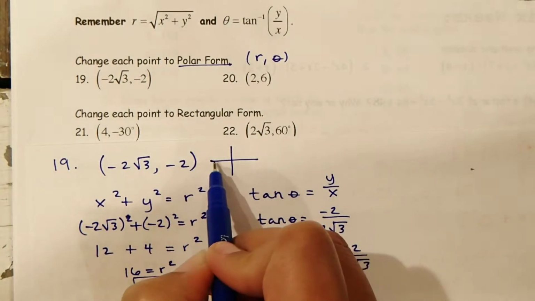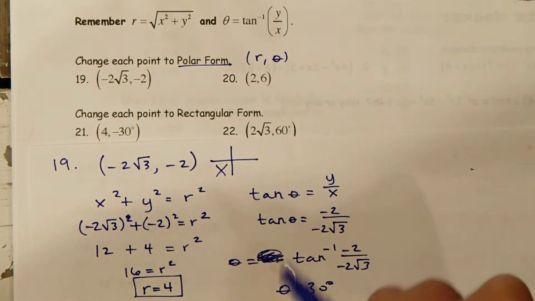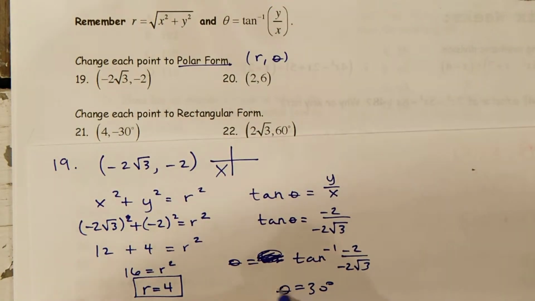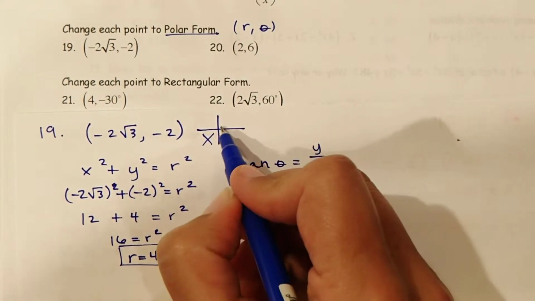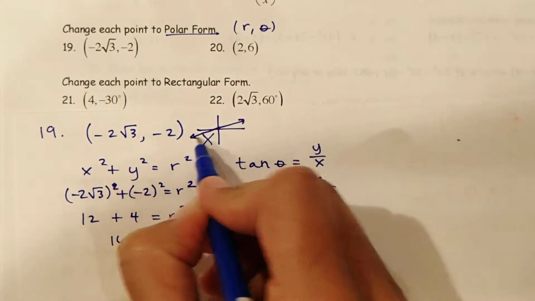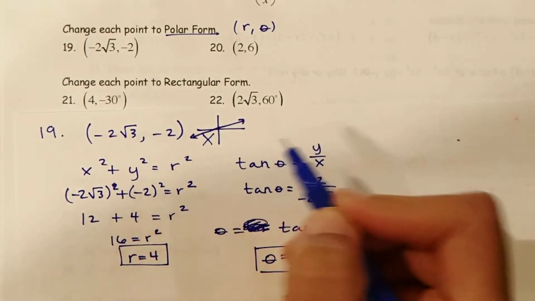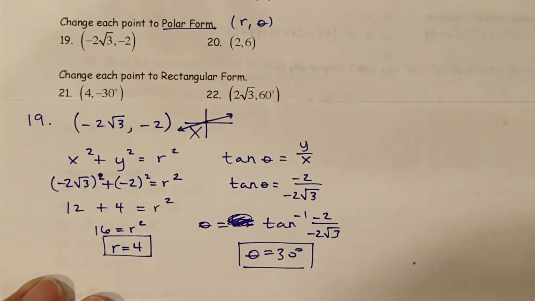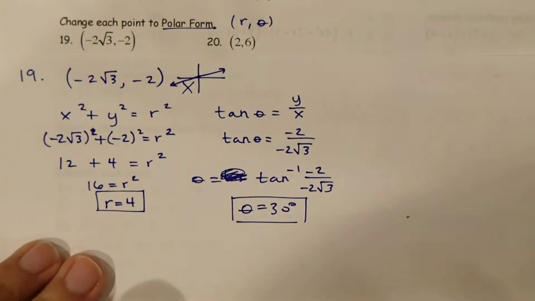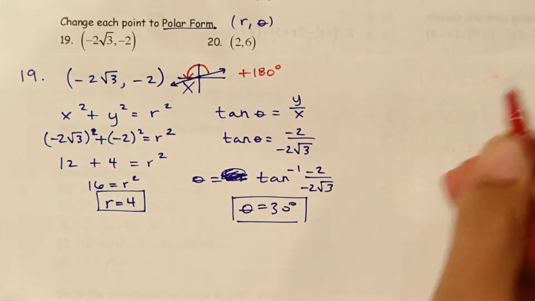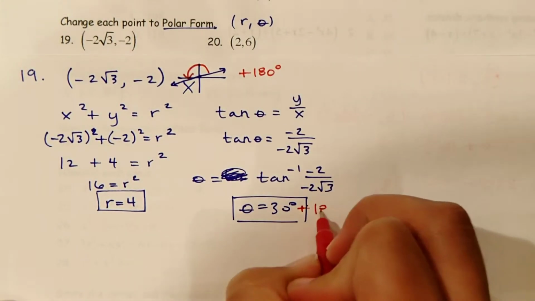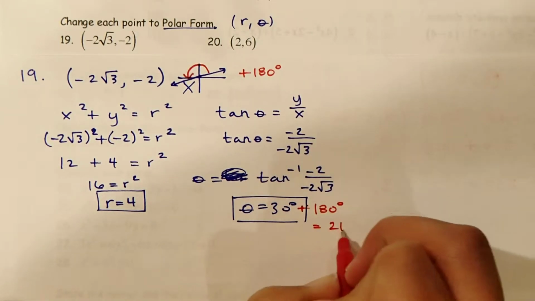Negative 2 root 3 is going to be here, negative 2 is down here, so we're looking in this quadrant, number 3. We need to make sure our answer is also in the same quadrant, and 30 degrees is not going to be in this quadrant, it's going to be over here. We need to find the reference angle that will be in the correct quadrant. So we're going to add 180, so plus 180, and that's going to equal 210 degrees.